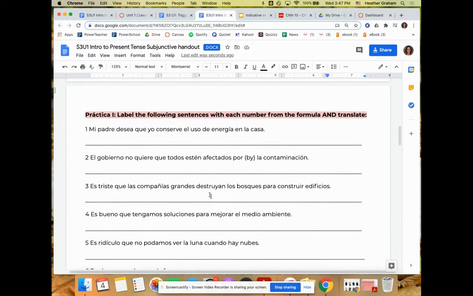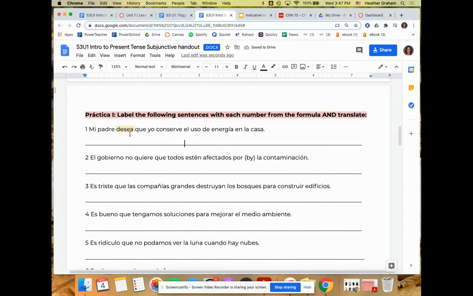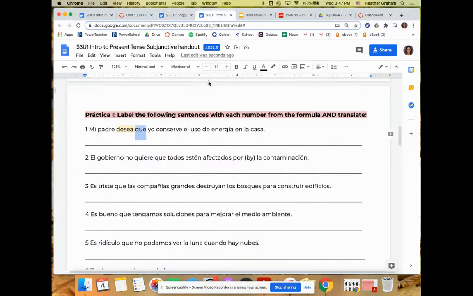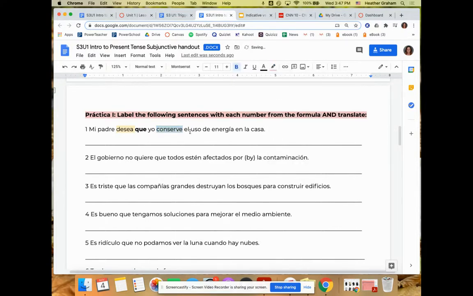Let's look at some examples in Español. This one says, mi padre desea que yo conserve el uso de energía en la casa. So desea, I'm going to put in yellow, is our trigger because desear is right here, to wish or desire. If you use it, then you're going to trigger the use of the subjunctive, which is right here. Que is our connector. Yo conserve el uso de energía en la casa. This comes from the word conservar, which means the opposite ending is the E, which makes it the subjunctive.